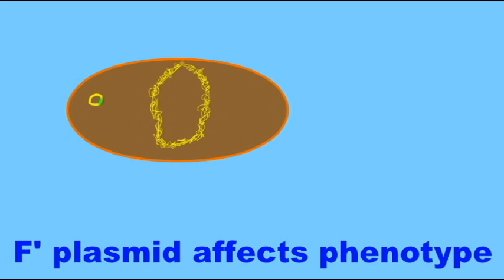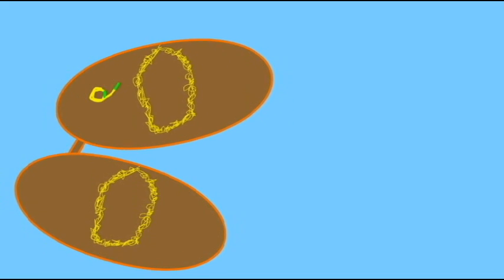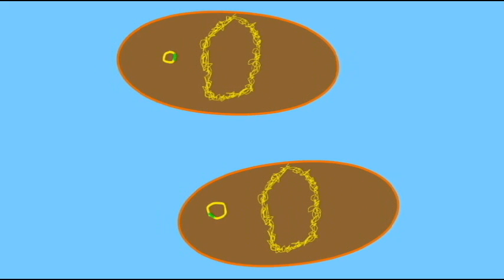Now, while an F plasmid does not encode any genes which affect bacterial phenotype other than the genes which are responsible for F plasmid transfer, it is possible for sloppy excision to then include a gene which affects phenotype on the F plasmid, making it what's known as an F prime plasmid. When an F prime plasmid is transferred to a second cell, the second cell then obtains a gene which affects its phenotype. And many F prime plasmids are significant.